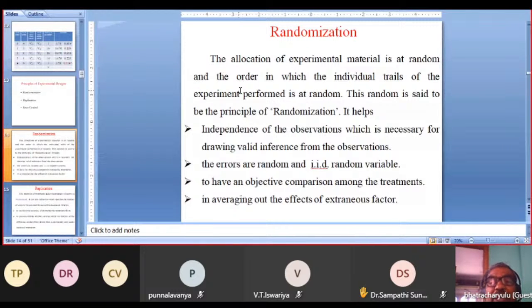It helps the independence of the observations. It helps make the observations independent. Whatever the assumption, it is the most important for applying the statistical tools, and the concept of probability that is involved is also based upon randomization, which is necessary for drawing valid inferences from the observations. And the errors we say are random. So due to randomization only, the errors are random, and they are independent and identically distributed. And we have an objective comparison among the treatments.